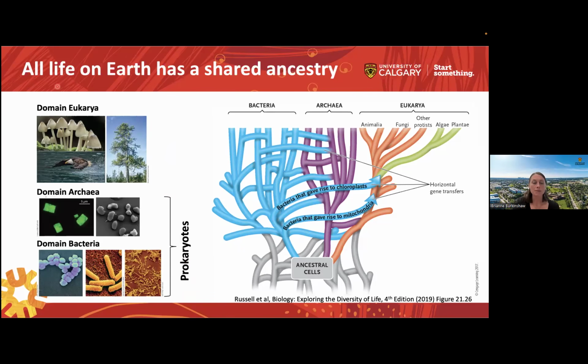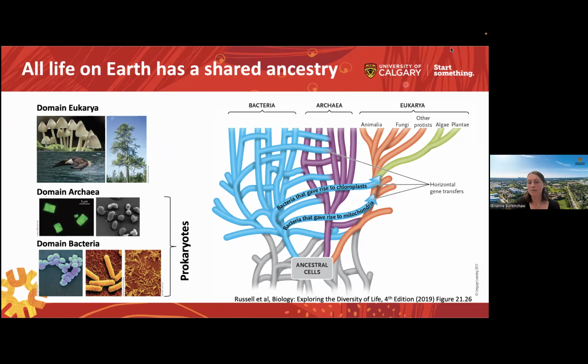The third domain that we see here is domain eukarya. So domain eukarya includes plants, animals, fungi, as well as unicellular eukaryotic organisms. And to distinguish them from prokaryotes, these are organisms that have a nucleus, so the membrane enclosure around their genetic material, so around their genome.